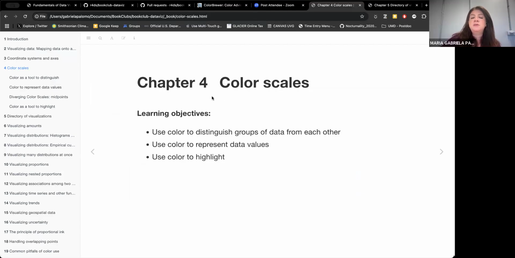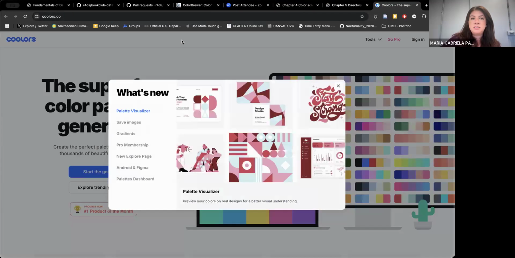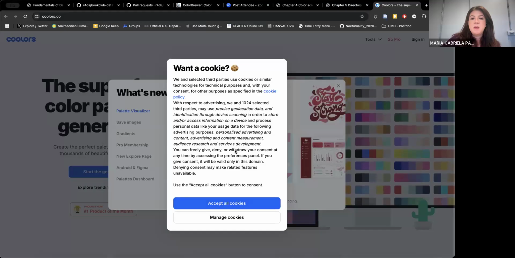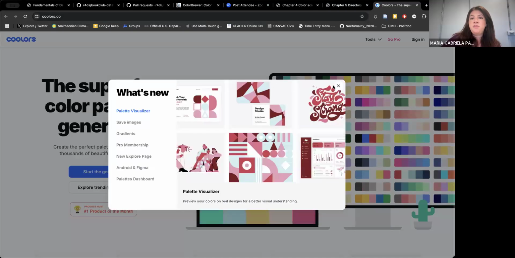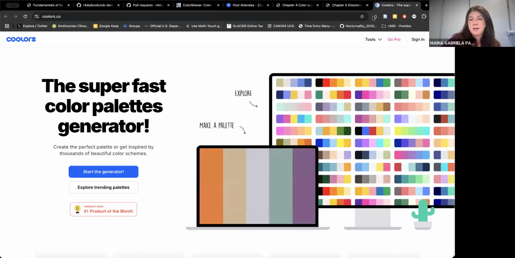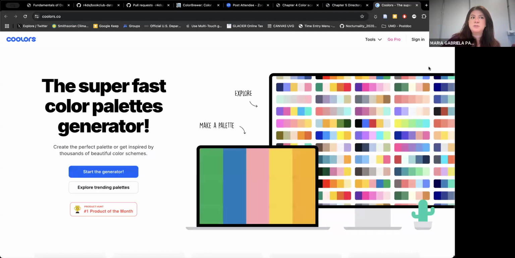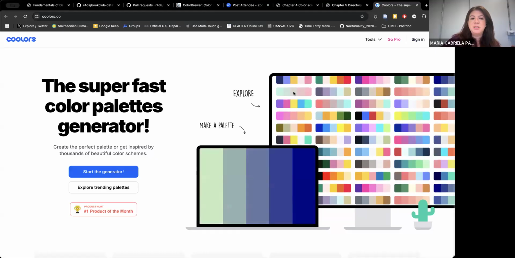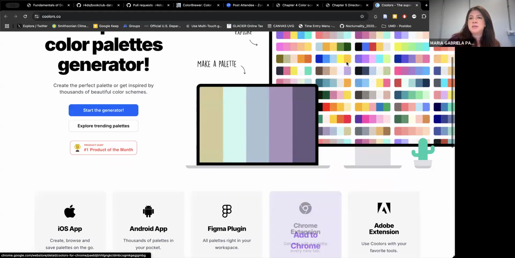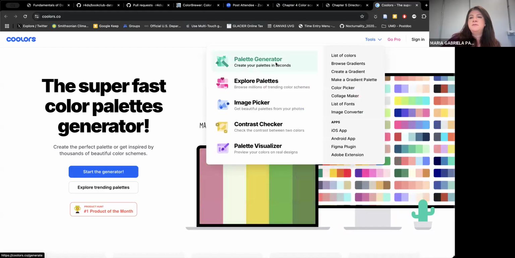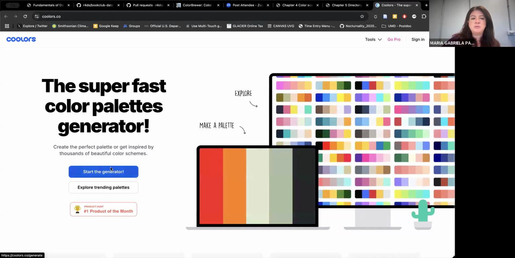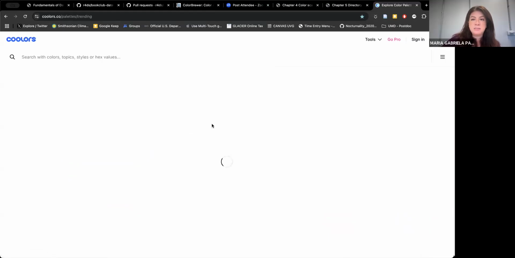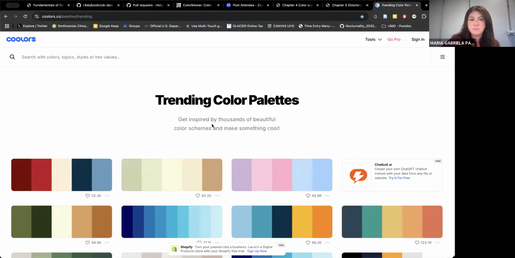Oh yeah, Coolors is also very cool. So Amir shared this website. Yeah, so this is a very cool website. It's called Coolors because it's cool. So you have to sometimes create a username with this one. The only thing that I do is explore trending palettes. That's the only one I've used without signing up.